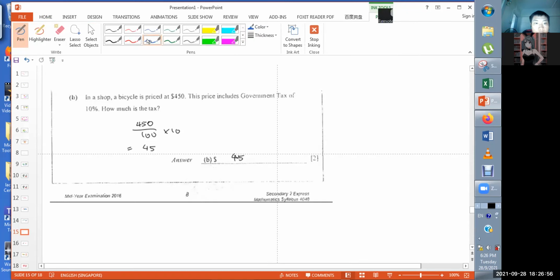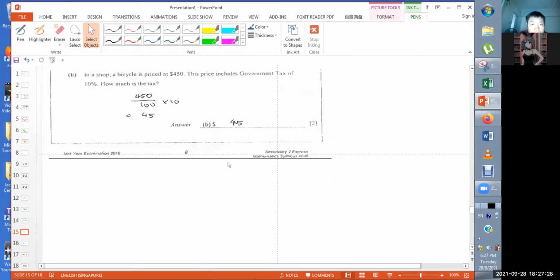Okay, good. So over here, the bicycle is 450. This one already includes the government tax of 10%. So usually what I do is this. This is called the final price, because it already includes the government tax. Okay, understand? Yeah. Okay, good. Let me write it below, so it looks better. Good. So this is the final price.